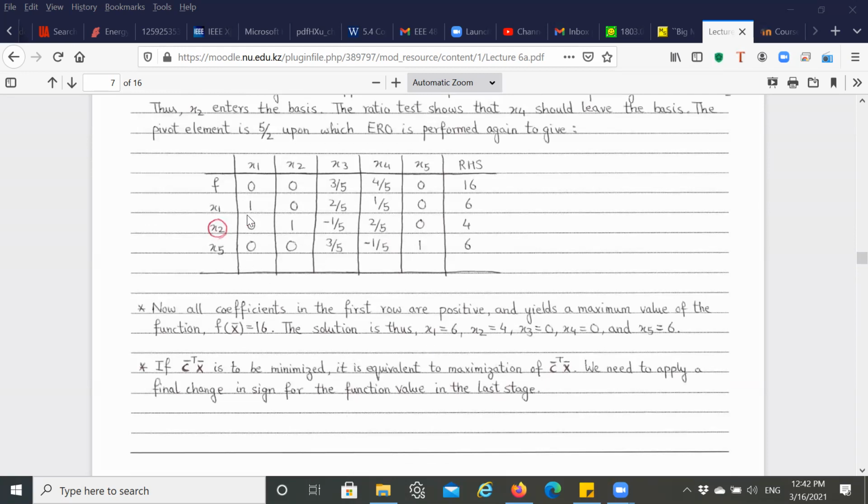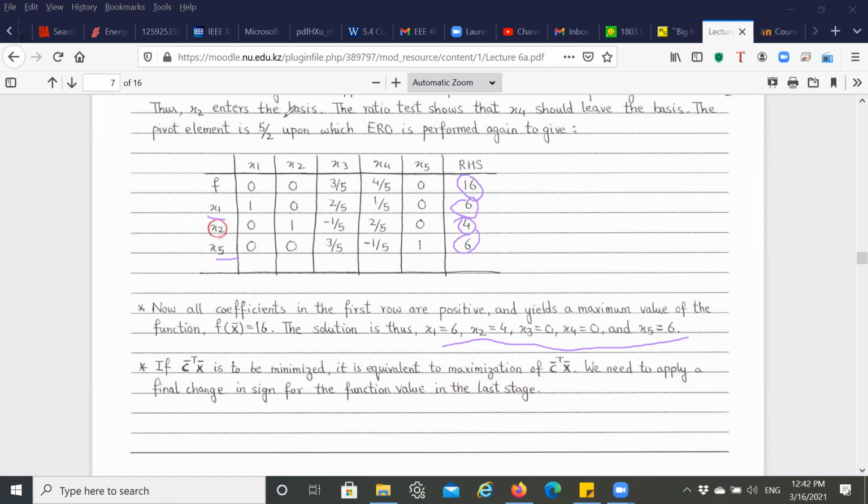Now once we are done and all the values are positive in the cost row, what you have to look at is x1 is equal to 6, x2 is equal to 4, x5 is equal to 6, whatever is remaining is equal to 0. So you would have this as your solution. If you plug this into your objective function, you would get a total objective value of 16, which is the maximum value this guy could obtain.